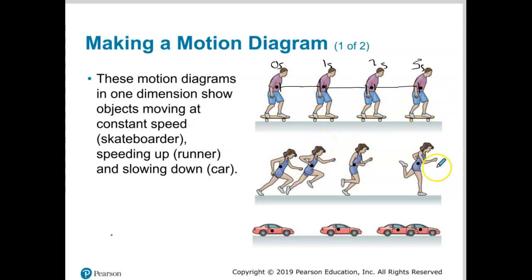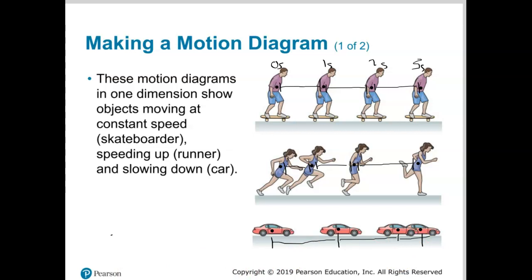The second image is a runner, and that runner is going faster. The reason we can tell is, if you look at the spaces between the dots again, those spaces are getting bigger. So the velocity or speed is increasing, and it's covering more distance as time goes by. And then finally, the car, the last one, is the opposite of the runner. It starts out with a larger amount of space, and then that space gets smaller and smaller as time goes by.